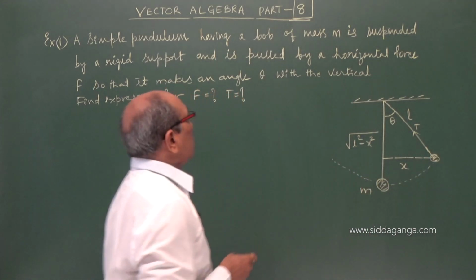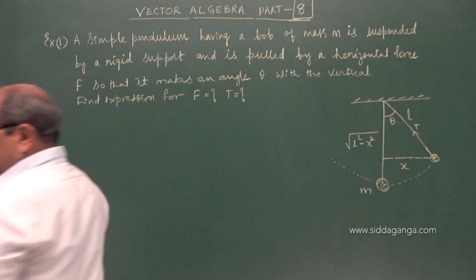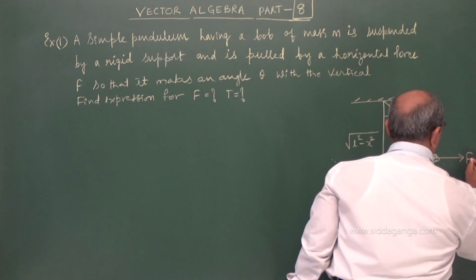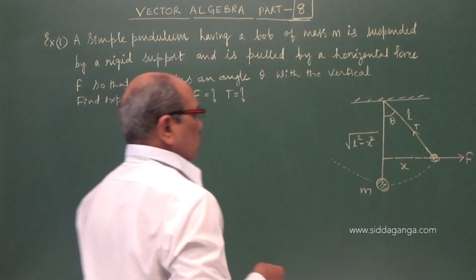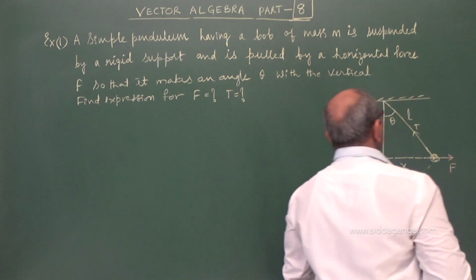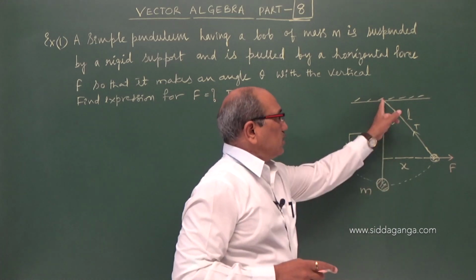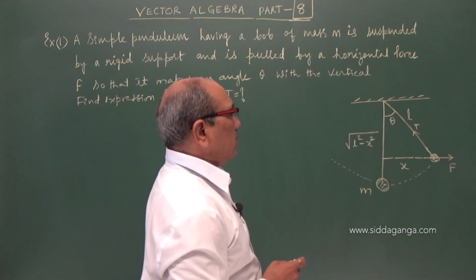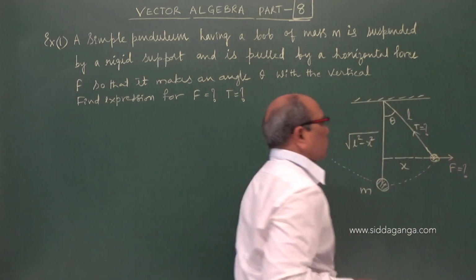It is pulled aside by a horizontal force F so that it makes some angle theta with respect to the vertical. This suspension wire is making angle theta. Then the question is, find the expression for tension and the force.